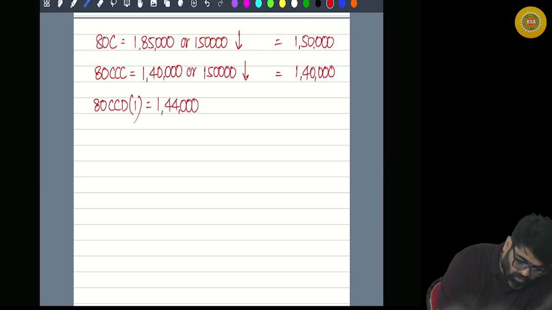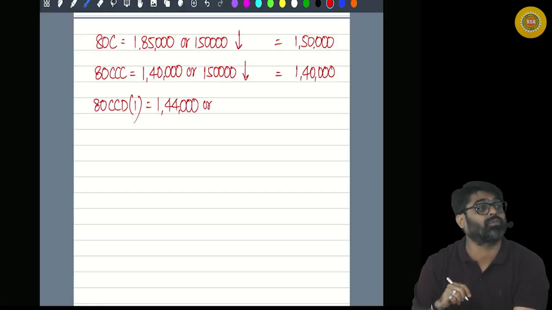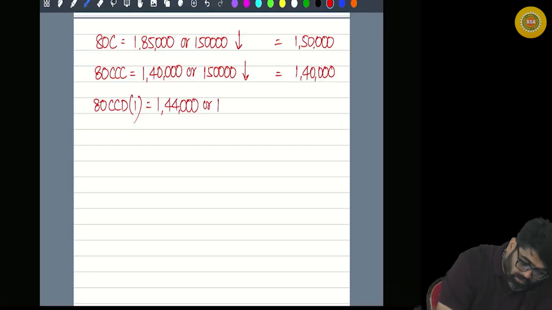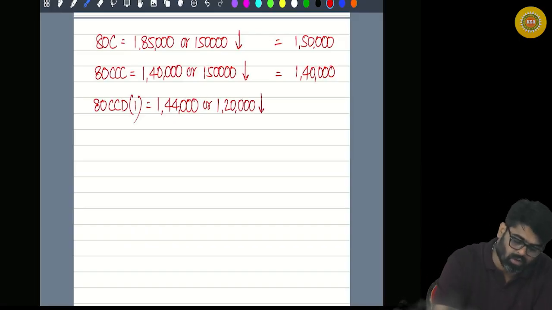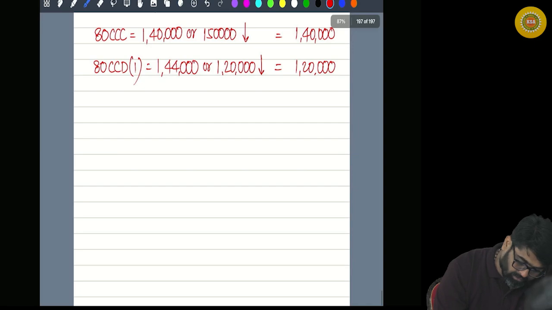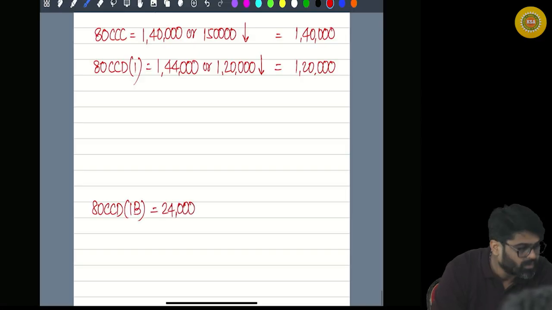For example, the limit was 1,20,000. Limit was 10% of my salary or 20% of gross total income. I calculated that limit was 1,20,000. So how much will be allowed? Entire 1,44,000 will be allowed or 1,20,000 will be allowed? 1,20,000 will be allowed. Now how much is remaining? 24,000. That I can claim under section 80CCD(1B). How much is 80CCD(1B)? 24,000.